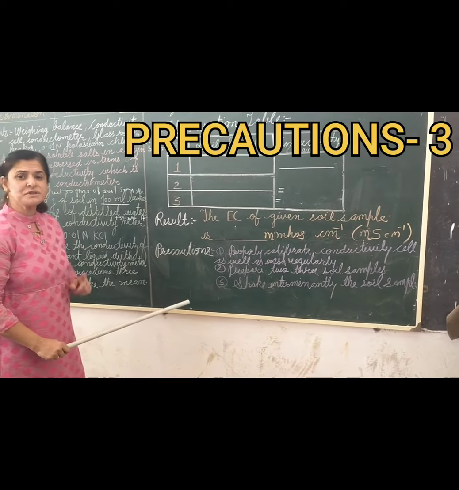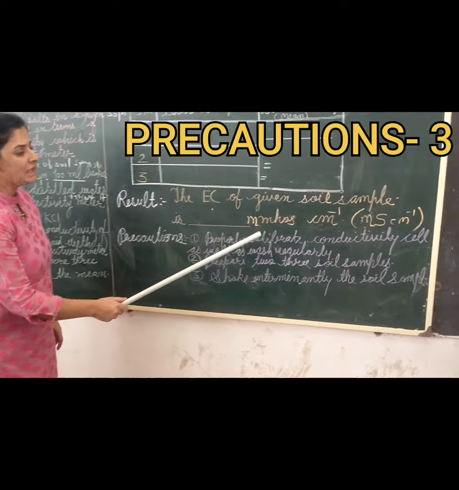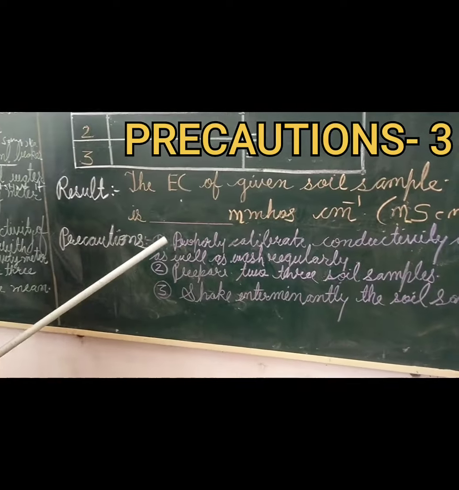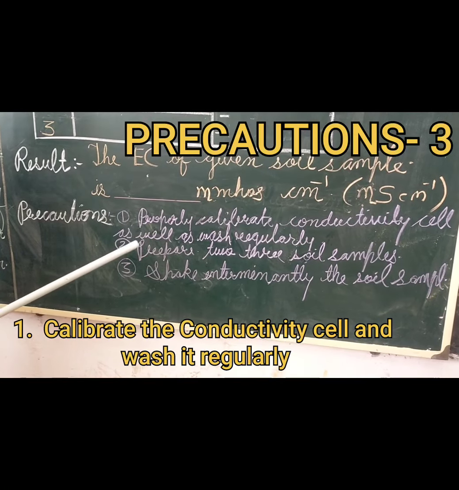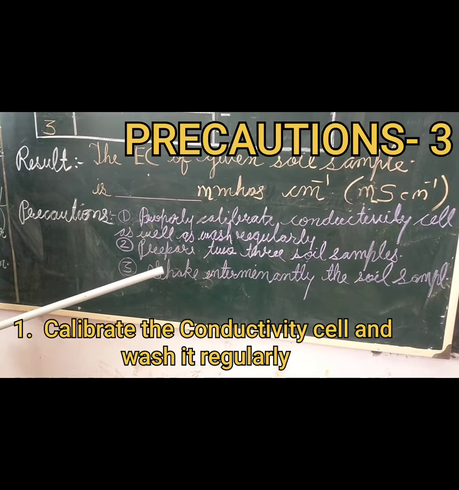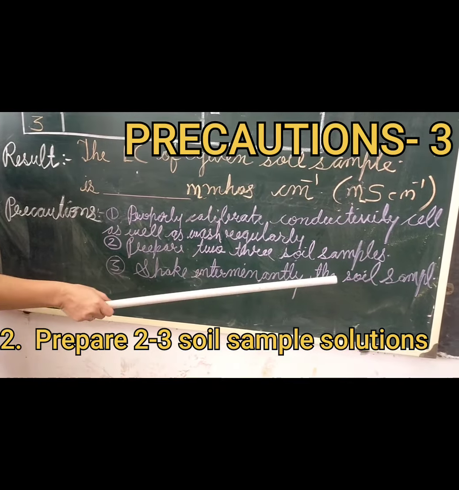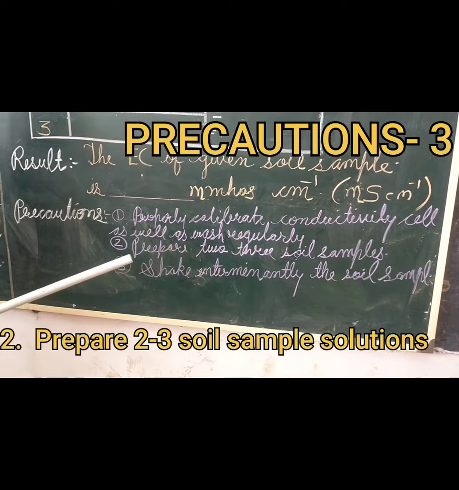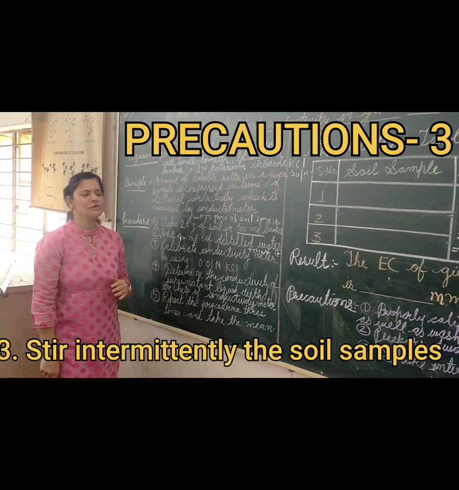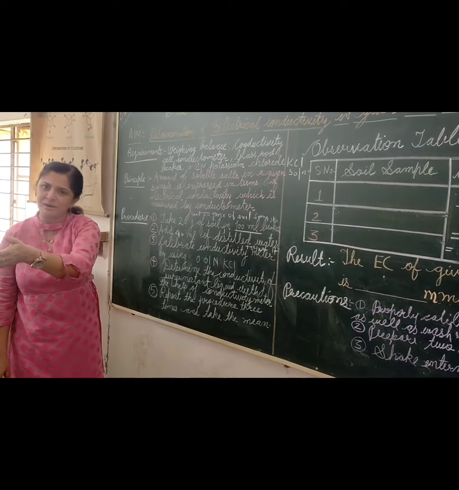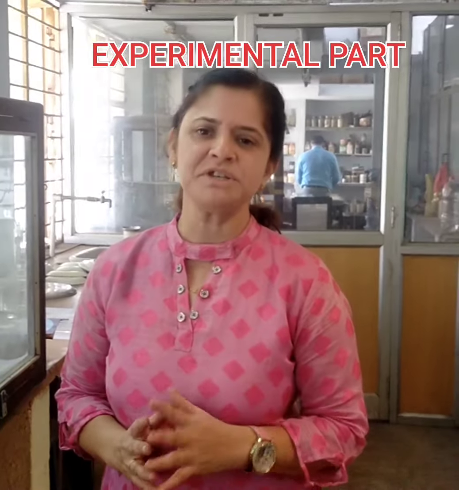Now some precautions we have to strictly take. Number 1, properly calibrate the conductivity cell as well as wash it regularly. Second, prepare 2 to 3 soil sample solutions. Third, shake the soil sample intermittently before taking the readings. Now we will move towards our experimental part on the table. Now we are going to start our procedure part.